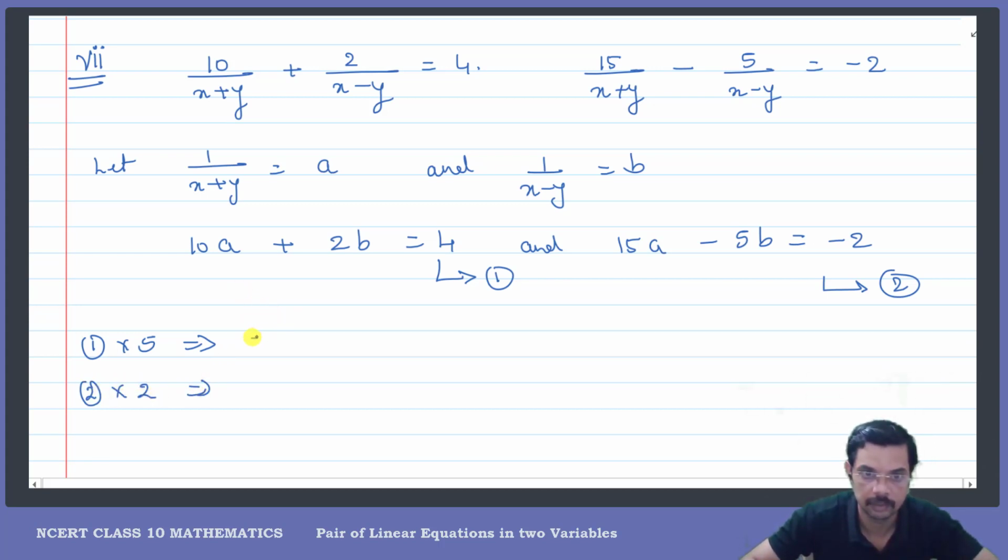So 5 tens are 50, a plus 2 5s are 20, b, that is equal to 5 4s are 20. Now multiplying the second one by 2, so 15 2s are 30a minus, say 5 2s are 10b.